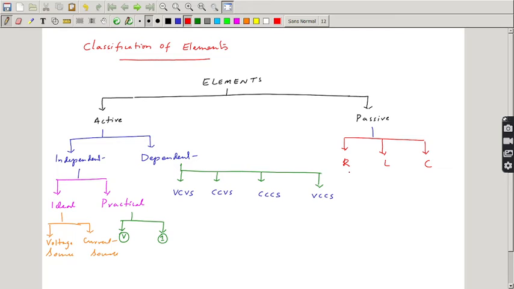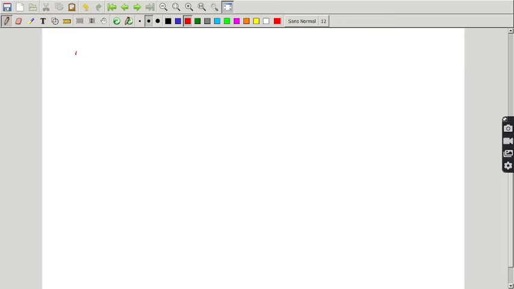Resistor can be a linear resistor and a non-linear resistor. Inductor also has linear inductor and non-linear inductor, and capacitor also has linear characteristics as well as non-linear characteristics. So this is the classification of elements. One is active element and passive elements, and how they are subdivided. Next I can go with the definition of active elements.